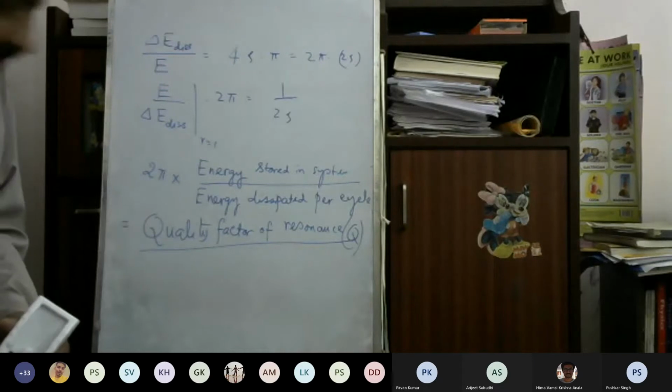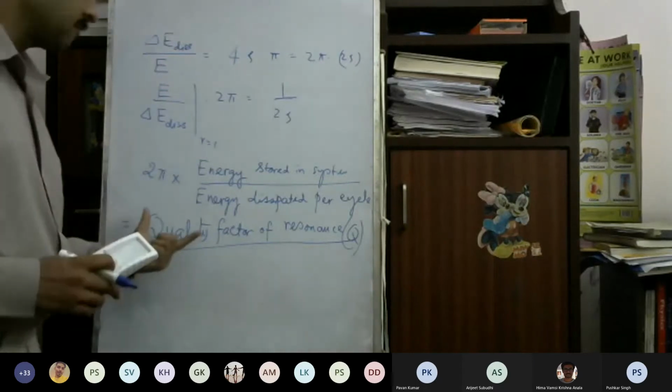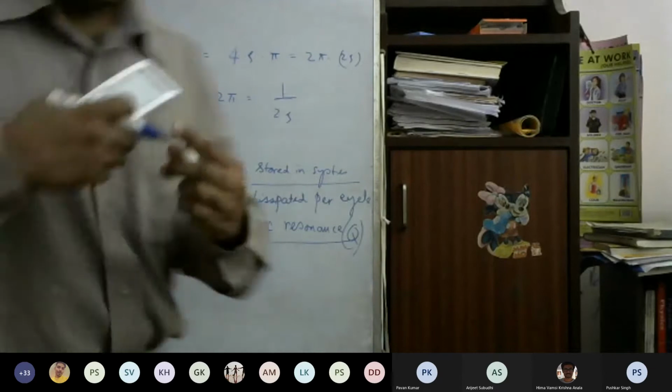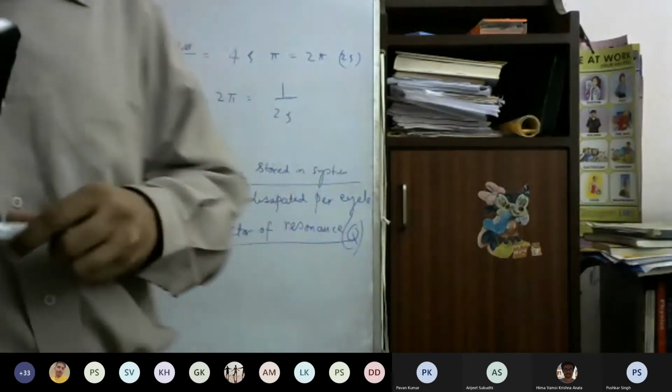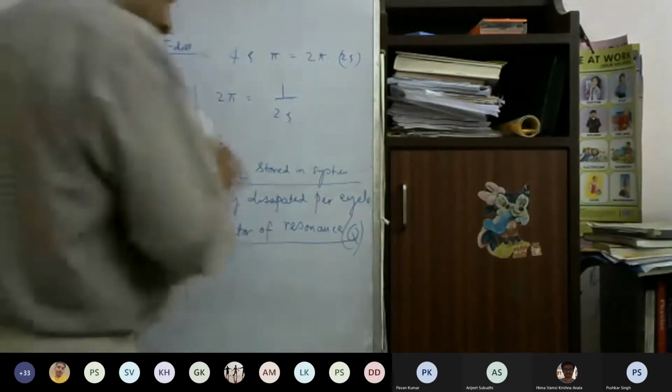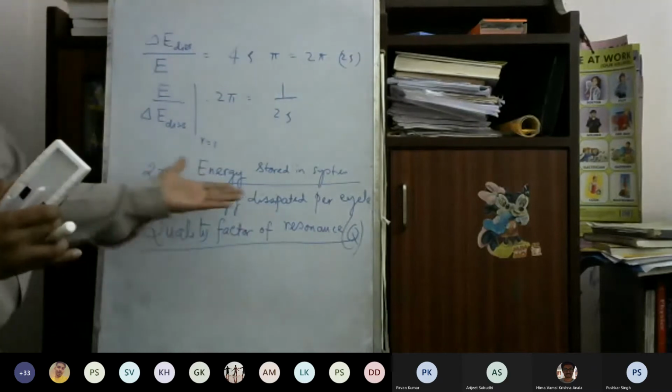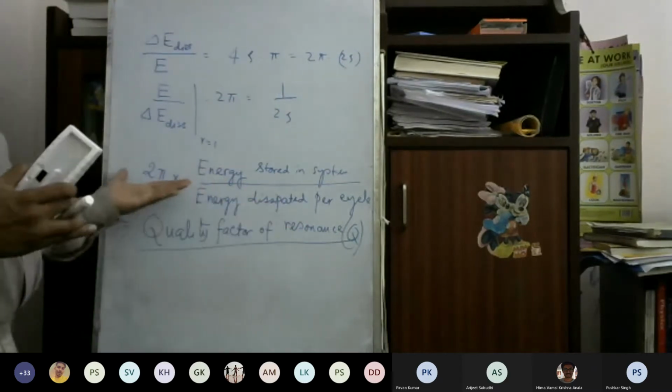Quality factor of resonance? Yes. So please remember this part, because oftentimes in interviews you are asked what the quality factor is. Please do not forget this part: the energy stored in the system divided by the energy dissipated per cycle, times 2 pi.